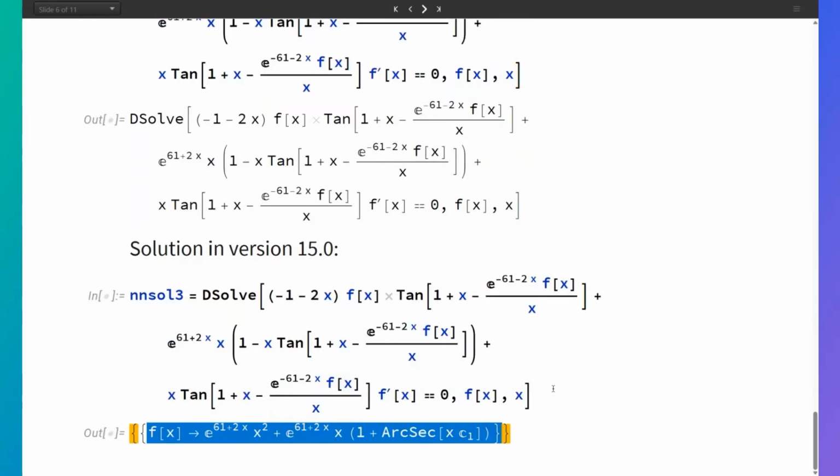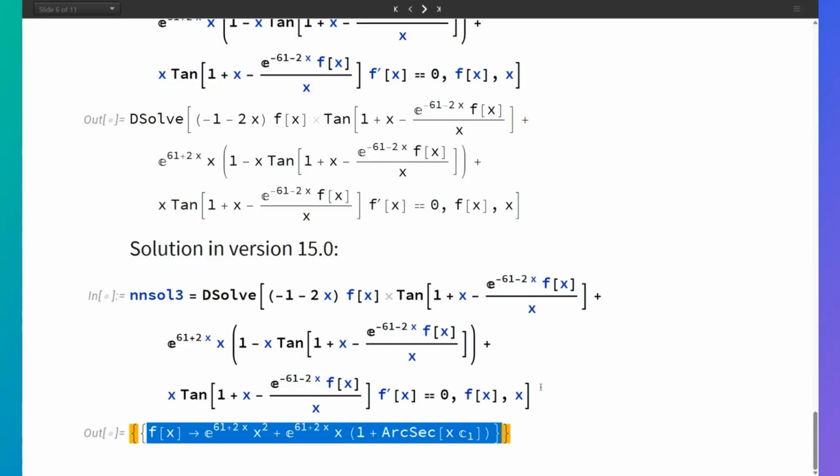So to summarize this part of the talk, I want to say that in version 15.0, we have implemented this new solving method obtained by neural networks. And this is a very nice improvement for this version. And this method allows us to guess solutions of some linear and nonlinear first-order differential equations without actually solving them.